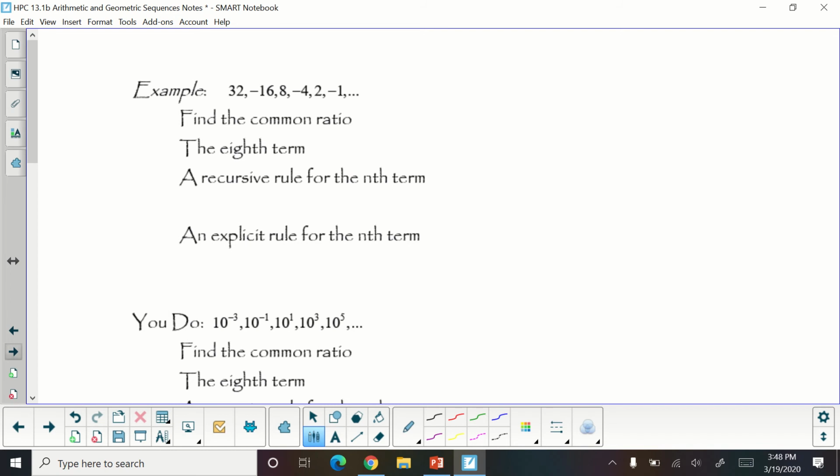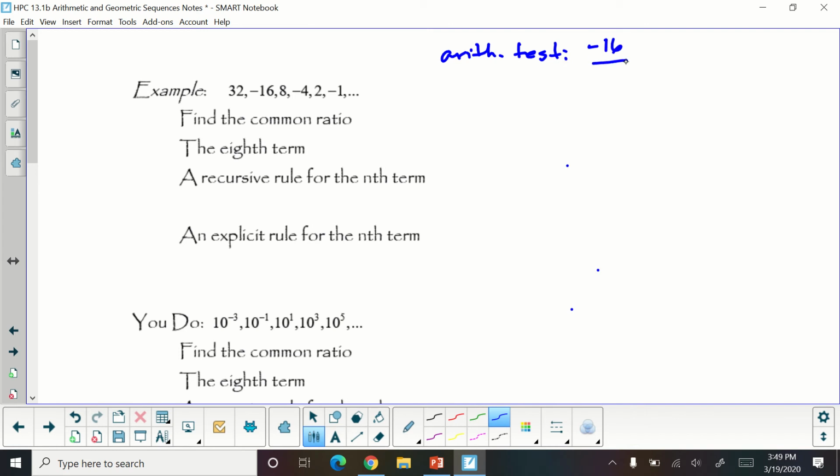So I'm looking at this sequence that goes 32, negative 16, 8, and so on. And when we try to determine what type of sequence we're looking at, the first thing we typically look for is to see if it's arithmetic. So what I'm going to do here is I'm going to start with my test for arithmetic.